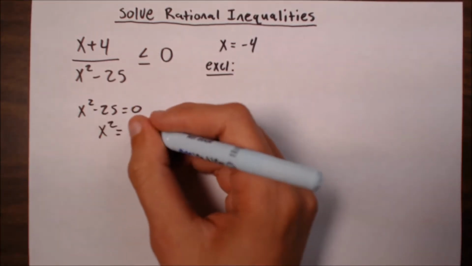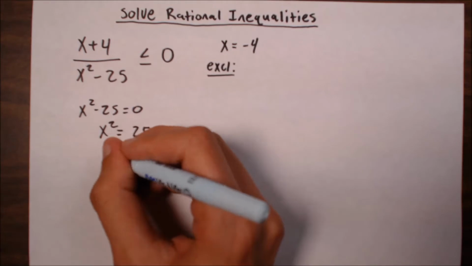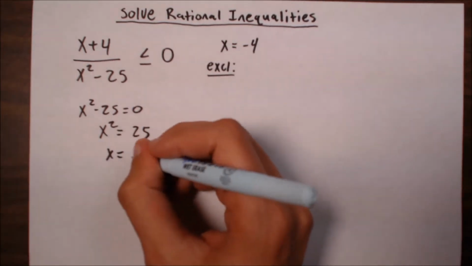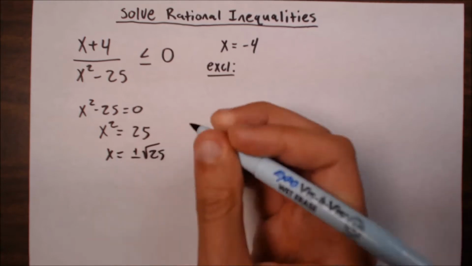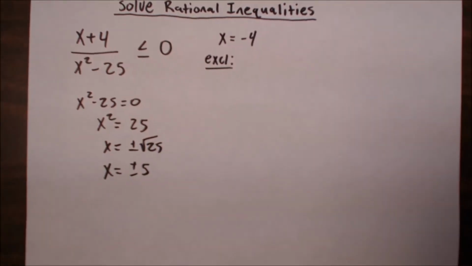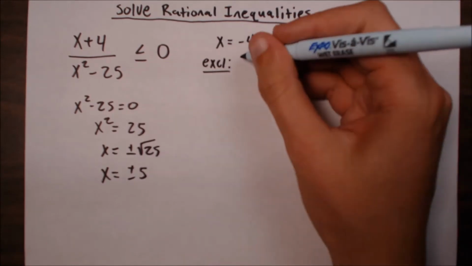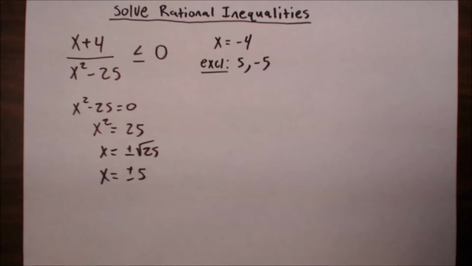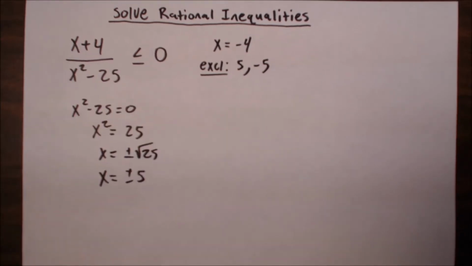So we add the 25 to the other side. And now we're going to take the square root on both sides. So we have to say plus or minus the square root of 25, which is plus or minus 5. Okay, so plus or minus 5, I'll actually write it out: 5 and -5, those are my excluded values. Those are the things that x is not allowed to be.